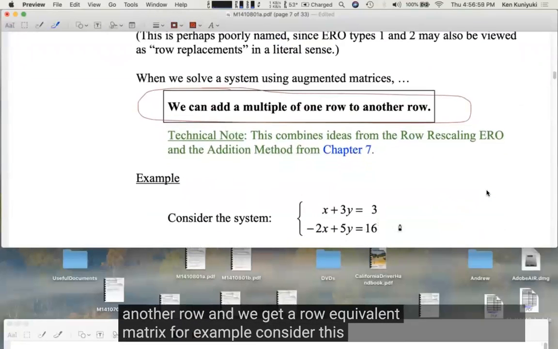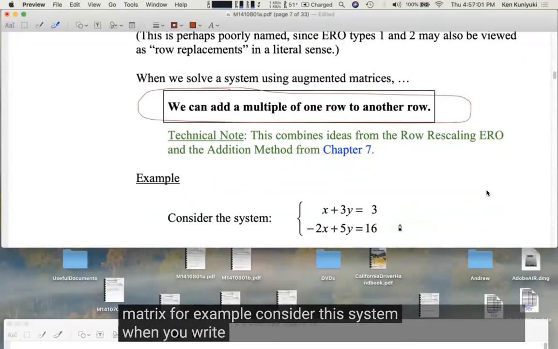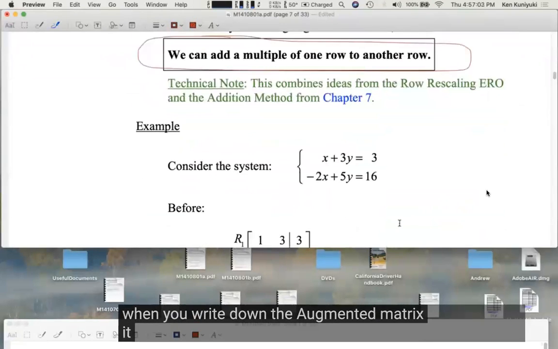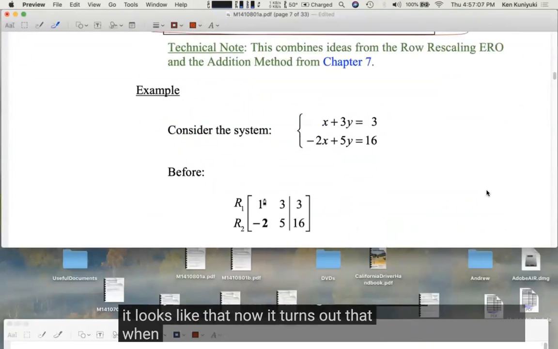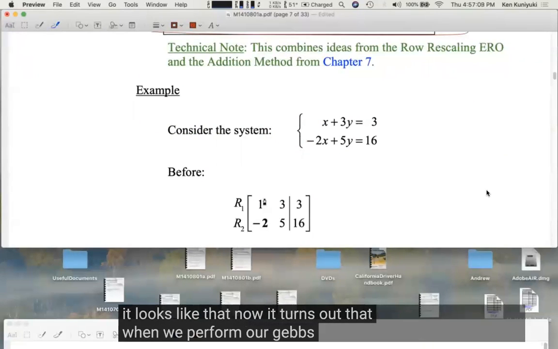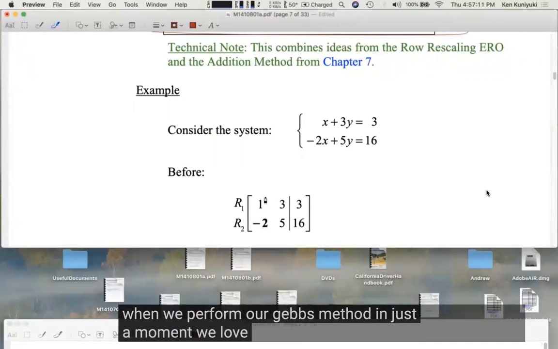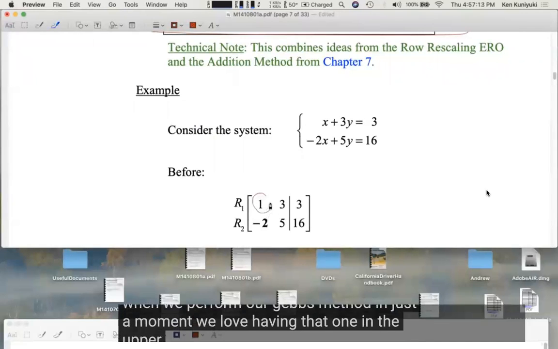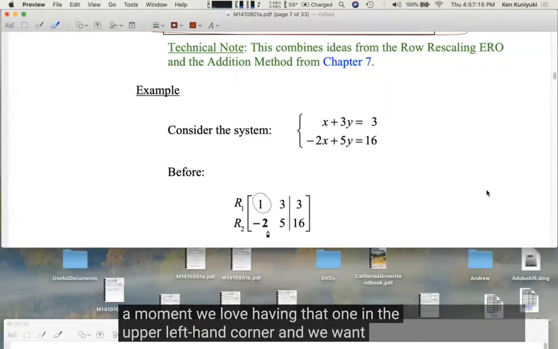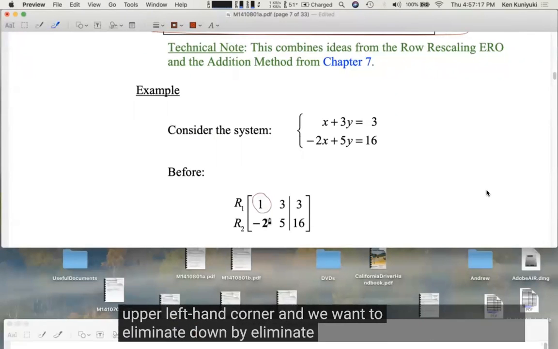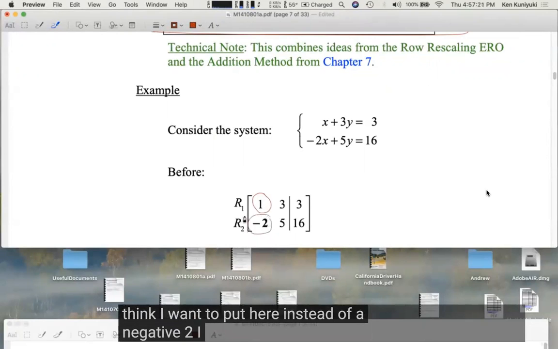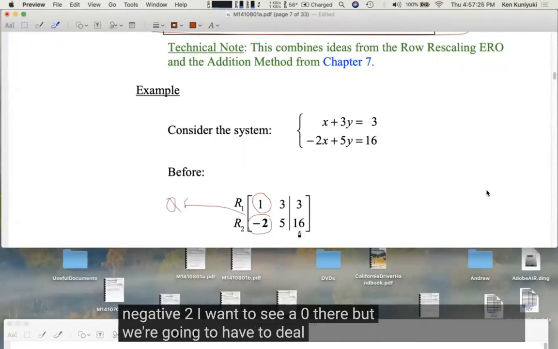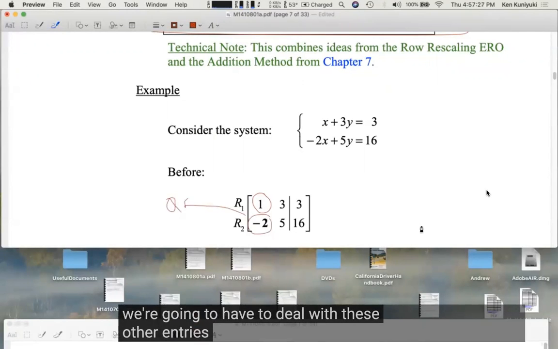For example, consider this system. When you write down the augmented matrix, it looks like that. Now, when we perform our Gibbs method in just a moment, we love having that 1 in the upper left-hand corner, and we want to eliminate down. By eliminate, what do you think I want to put here instead of a -2? I want to see a 0 there, but we're going to have to deal with these other entries.